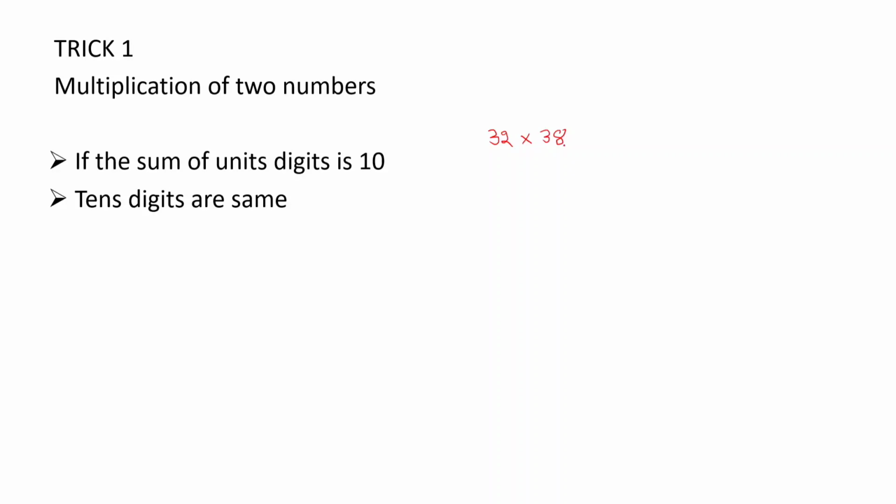What is the sum of their unit digits here? 8 plus 2, that is 10, and the tens digits are the same. If the numbers satisfy these two conditions, we can do the multiplication like this. Directly we can multiply the unit digits, that is 2 into 8, 16. Then what is the number we'll get after 3? That is 4. We should multiply 3 with the 4. What is 3 into 4? That is 12. So 32 into 38 will be 1216.